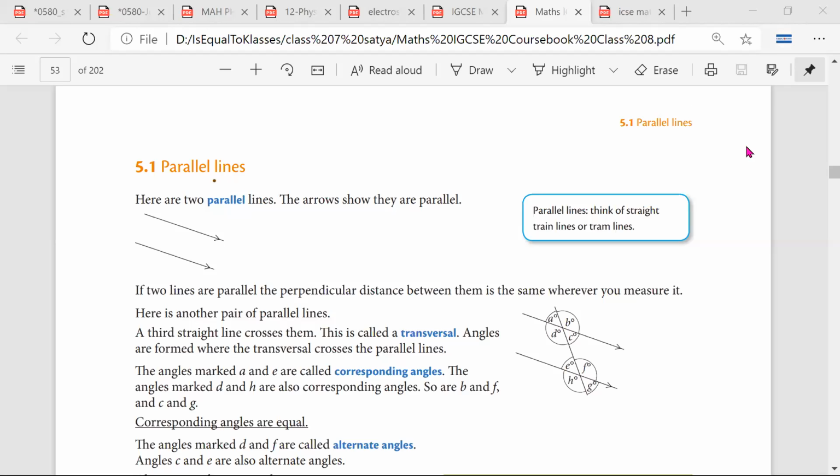Okay, Mr. Sarthak, something about basic things about geometry.